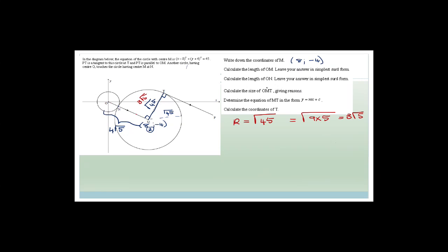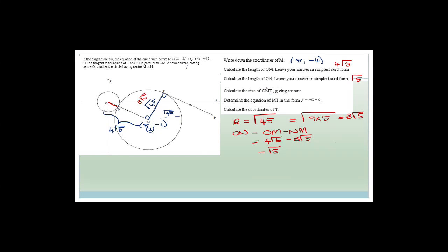OM is 4 root 5, and they want the length of ON. But do you agree that ON is just going to be OM minus NM, the radius, which is going to be 4 root 5 minus 3 root 5, which is just going to be root 5. Okay, and again, it says leave your answer in simplest form. We've done that, root 5. And while I'm at it, I'm just going to write here, what was this? This was 4 root 5.